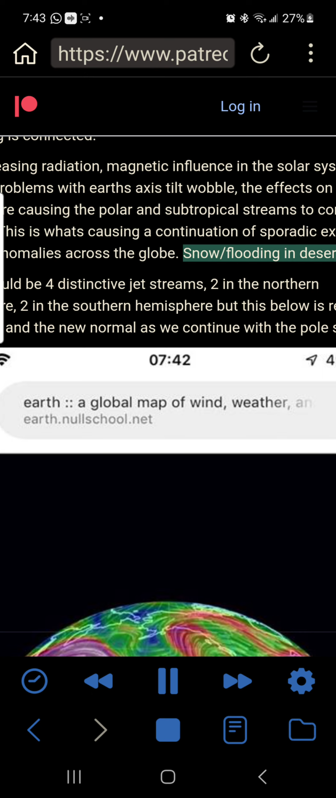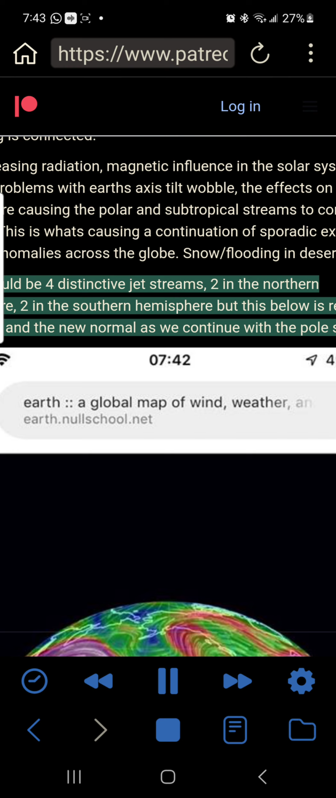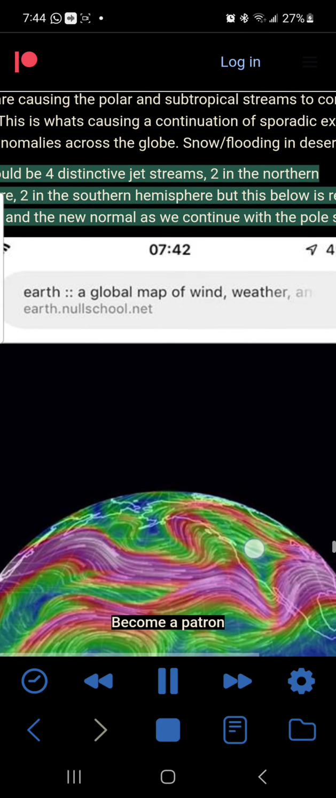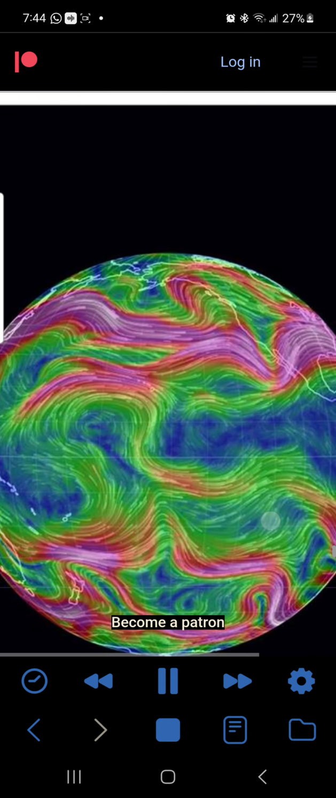Snow, flooding in deserts, etc. There should be 4 distinctive jet streams, 2 in the northern hemisphere, 2 in the southern hemisphere, but this below is reality for Earth now and the new normal as we continue with the pole shift.